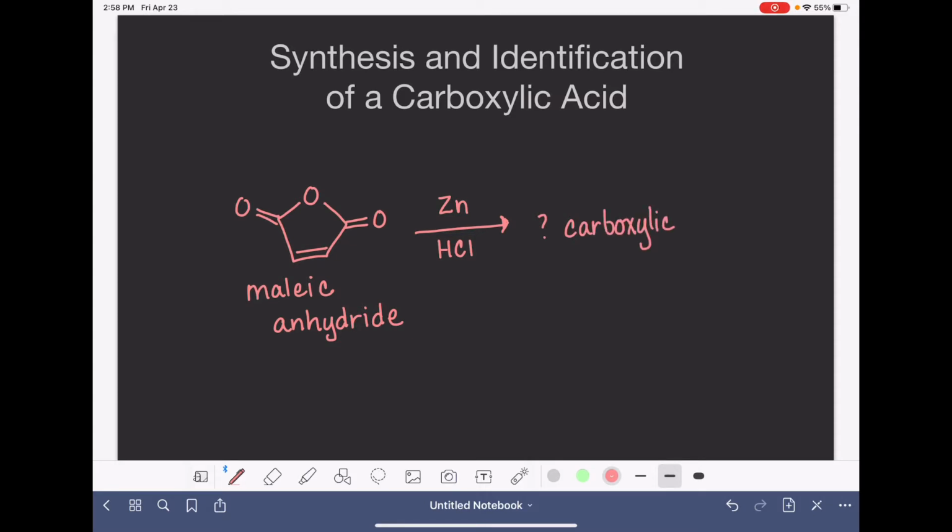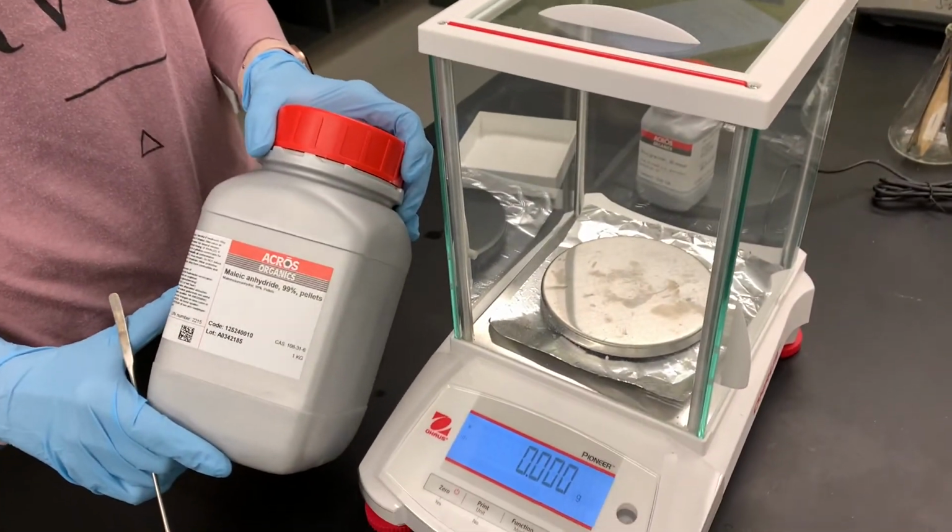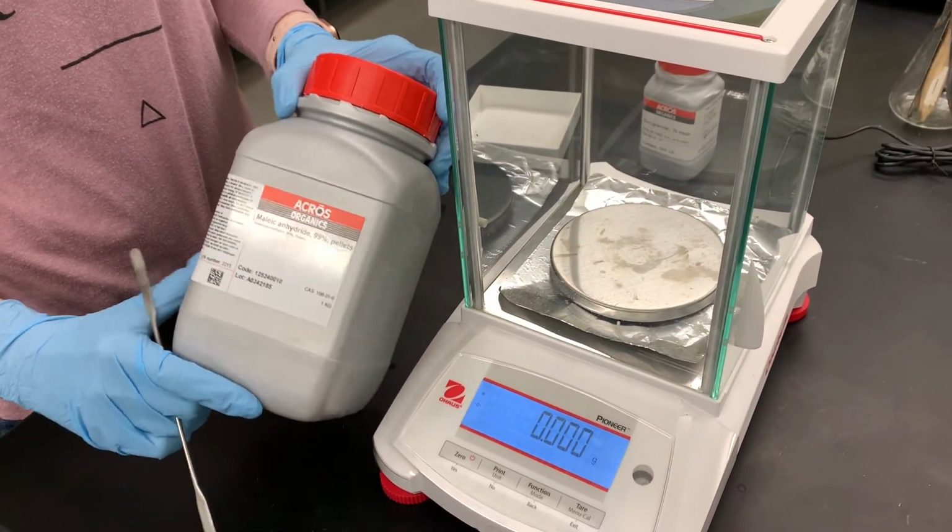Once the carboxylic acid has been synthesized, to identify it, I'm going to measure its melting point, and I'm also going to be using a titration to help determine the molecular weight of the carboxylic acid. Let's watch. We're going to be starting with about 2.5 grams of maleic anhydride.